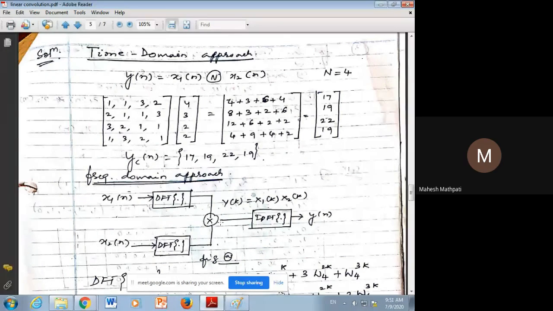Then I am taking the product of these two here, which I am calling y of k, which equals x1 of k times x2 of k. And this y of k I am applying as an input to the IDFT, and we are getting y of n. So these are the steps of calculating circular convolution using the DFT IDFT method. Have you understood the diagram? Yes, sir. You just note down this diagram, then I will move on with the example.